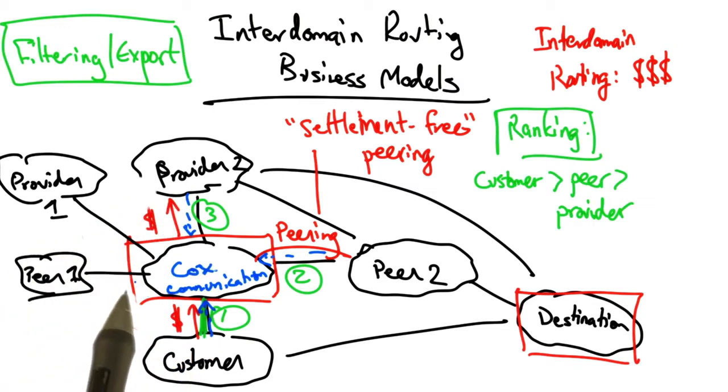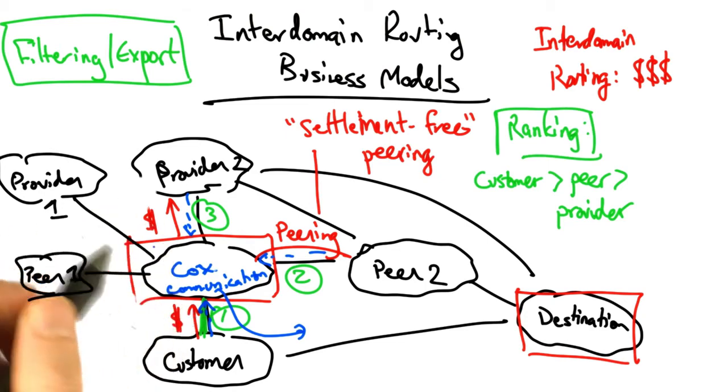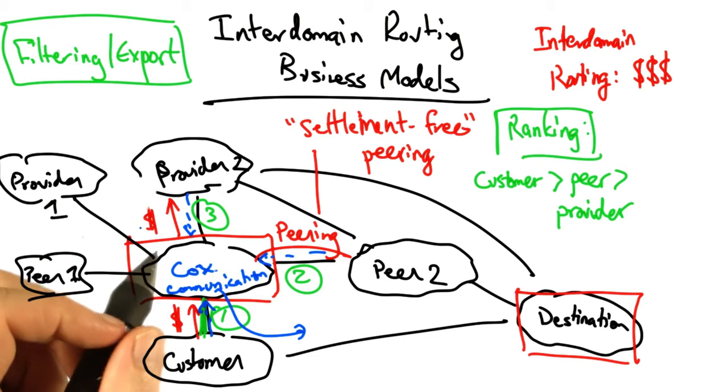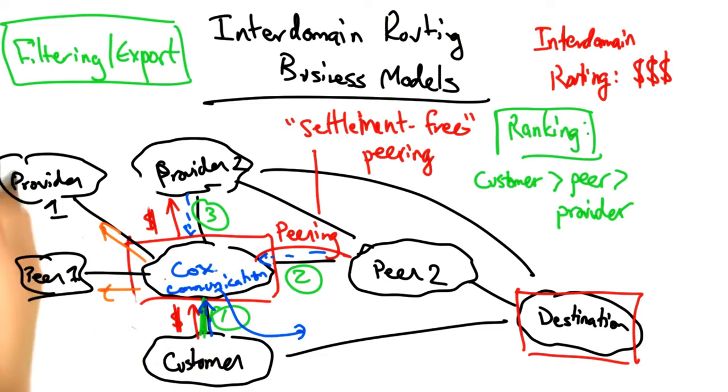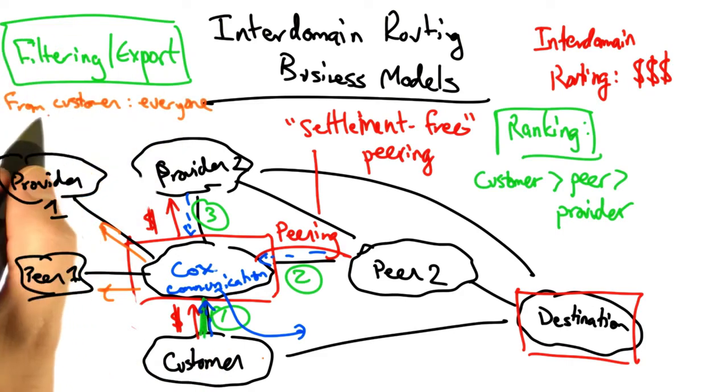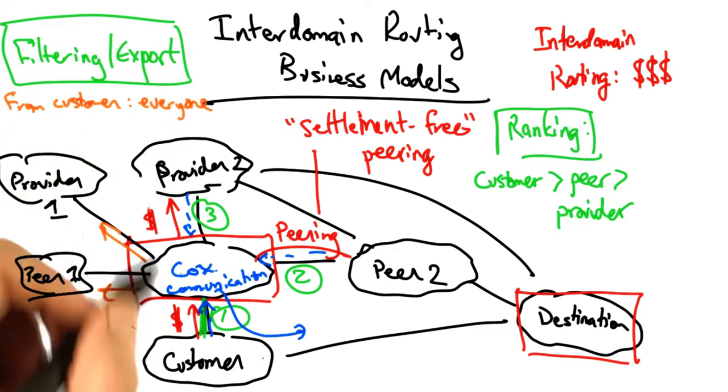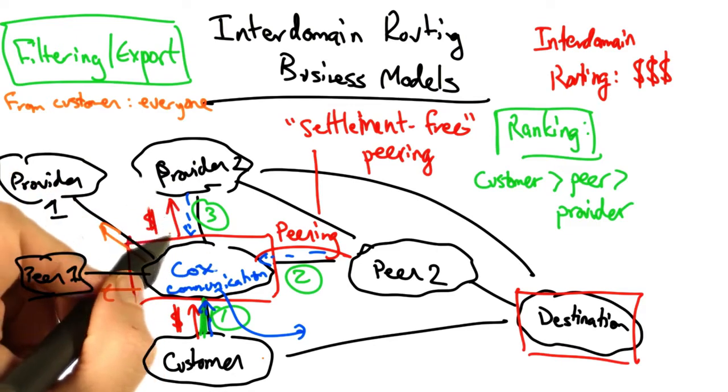Now let's suppose that this AS learns routes to a destination via its customer, its peer, and its provider. Now we already have established that it would prefer the customer route so that it can make money by sending traffic to that destination. But what about filtering decisions? Well, routes that are learned from a customer, Cox of course would want to re-advertise to everyone else, because the more people use that route, the more money Cox makes. Therefore, a route that's learned from a customer gets advertised to everybody else.